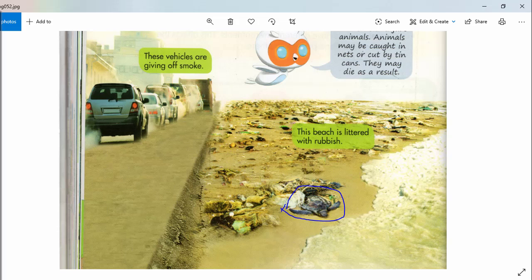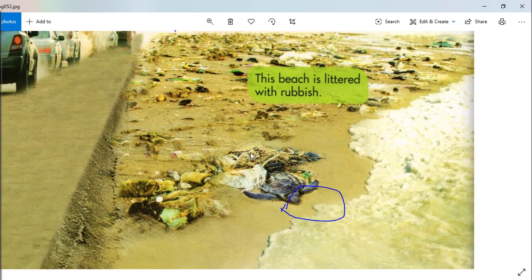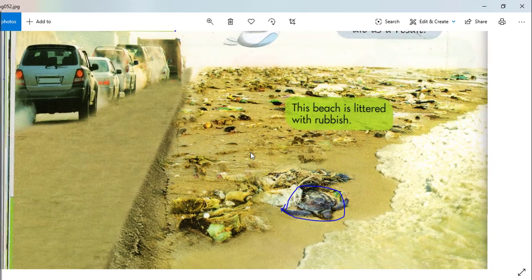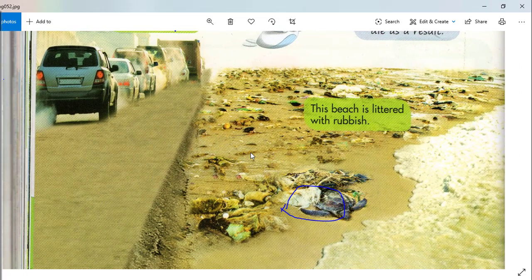It is the turtle from there, but it already died. It's because of what? For sure, we know that it's because it ate the plastic over there. That's why the turtle died, because the turtle thought that the plastic was a jellyfish.